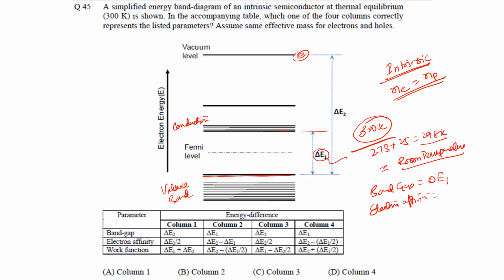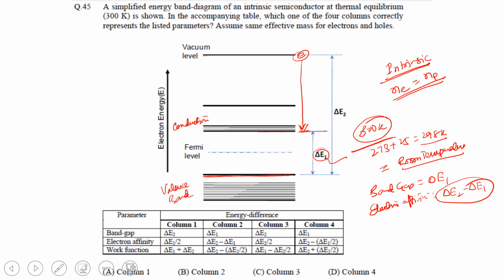So when we try to put this electron in the material, it will reach up to what? Your conduction band only. So the minimum energy required so that it will reach the conduction band, when we add this one, it will reach the conduction band. So this energy is your electron affinity. So this is how much? Delta E2 minus delta E1, right?